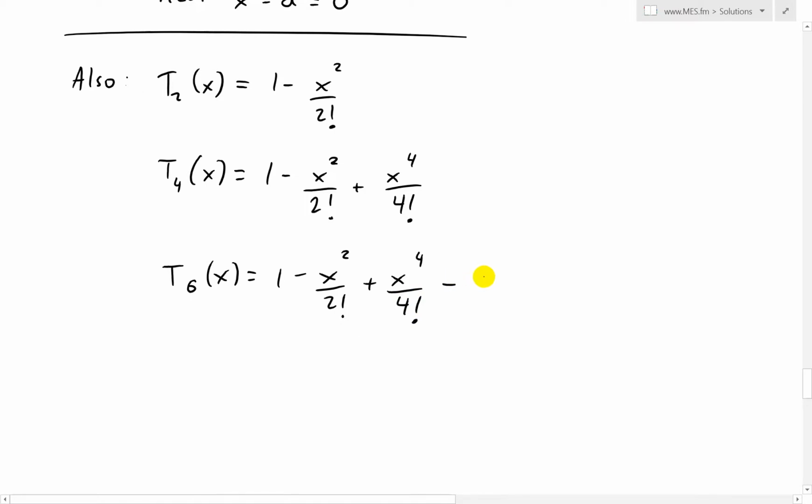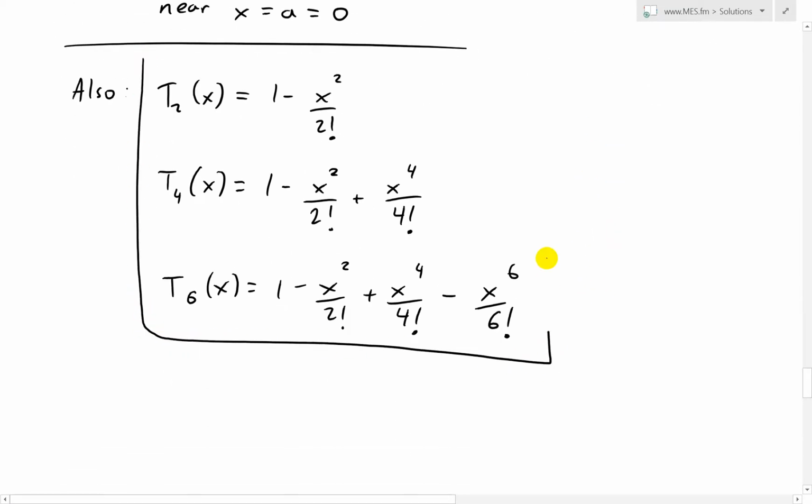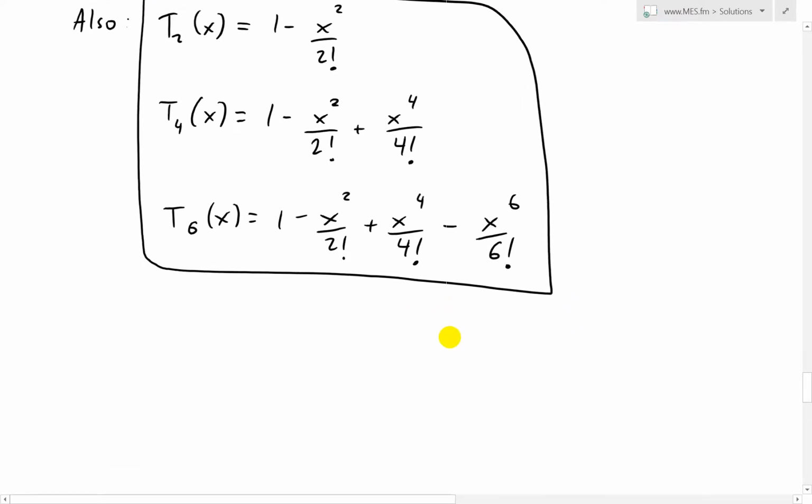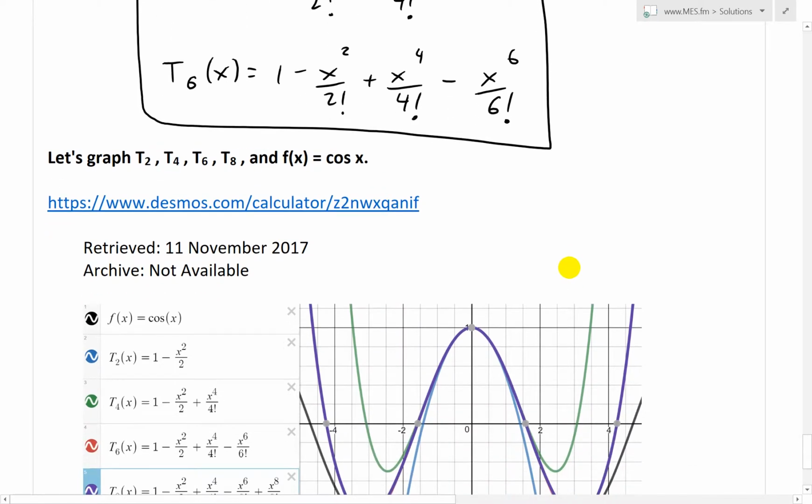The next one is going to be subtracted by x to the 6 over 6 factorial, as is over there. So basically, with each iteration we just add another term, and the approximation gets more and more accurate, as I'll show. Now let's graph those approximations, the 2nd degree, 4th degree, 6th degree, and 8th degree, as well as f of x equals cos of x.